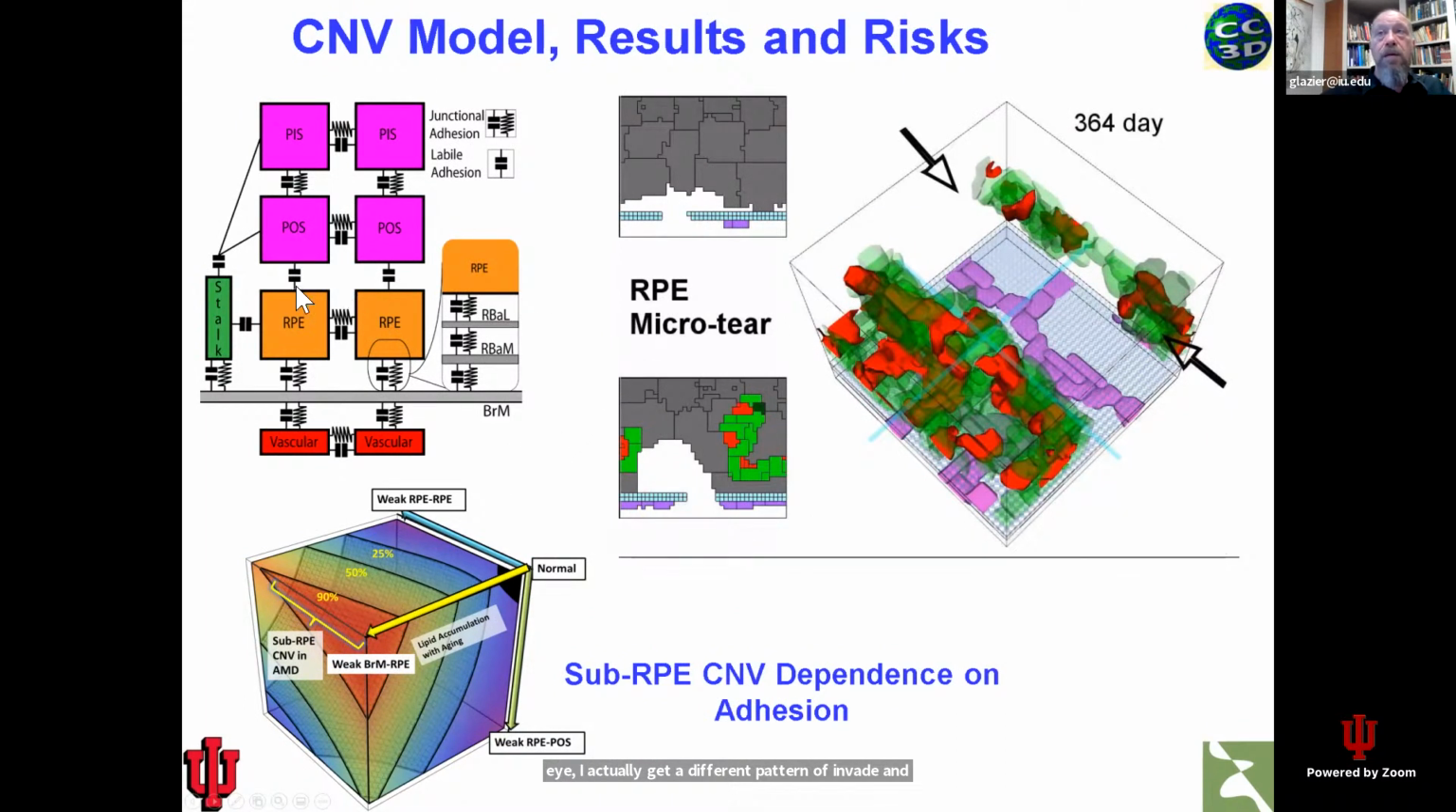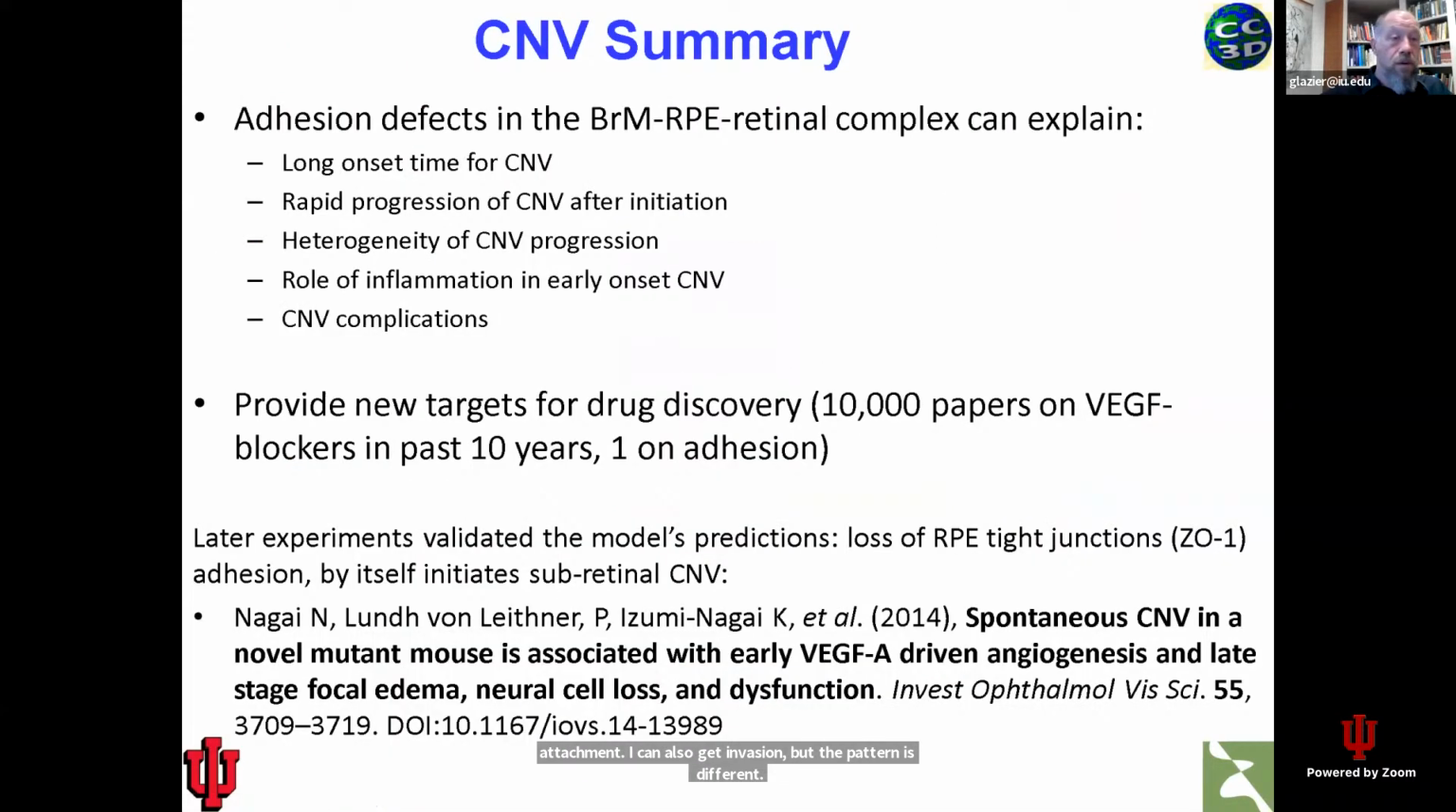If I have trauma, which interferes with photoreceptor RPE attachment, I can also get invasion, but the pattern is different. And again, that's seen clinically. And so we were able to explain why you see different patterns of retinal invasion under different circumstances, which the prevailing hypothesis of growth factors couldn't do. And in fact, later on, there were experiments done that validated that set of observations.